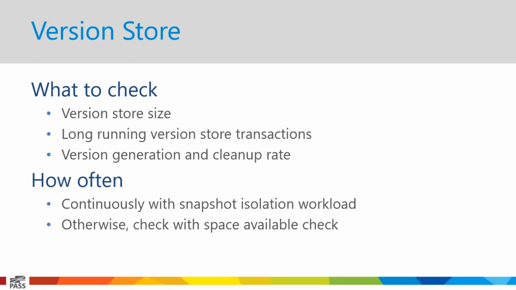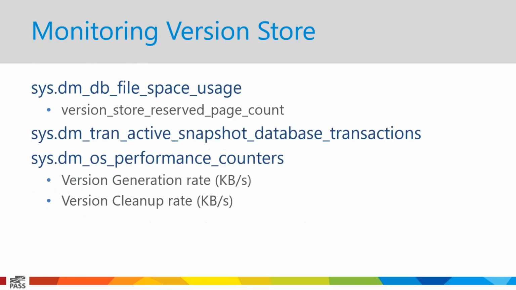I also want you to check the version generation and cleanup rate. I'd say if you're running snapshot isolation, you should check this continuously, so you make sure that you don't have anything growing out of control and causing your SQL Server to fall apart. Otherwise, if you're not running snapshot isolation, check it with your space available check, which I said earlier, maybe hourly. Partly because you don't know if somebody were to go switch on snapshot isolation, and then you would need to know about it, know that it's been switched on, know that you need to start monitoring it.